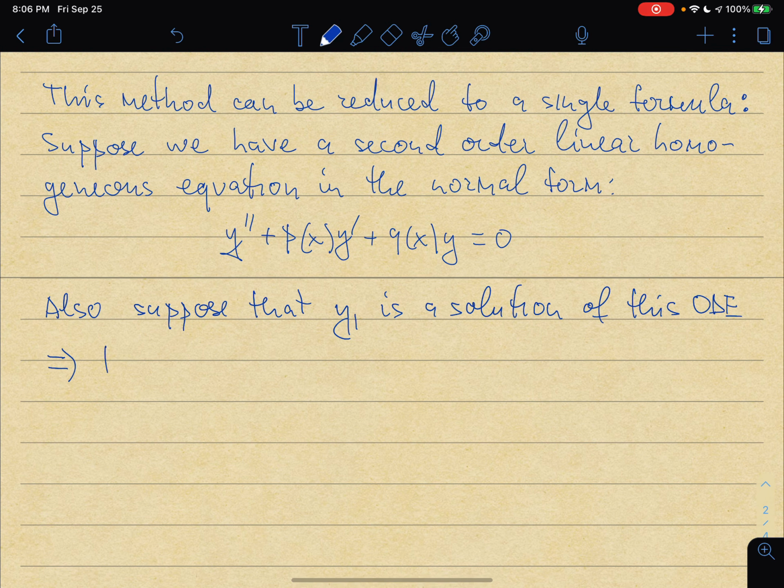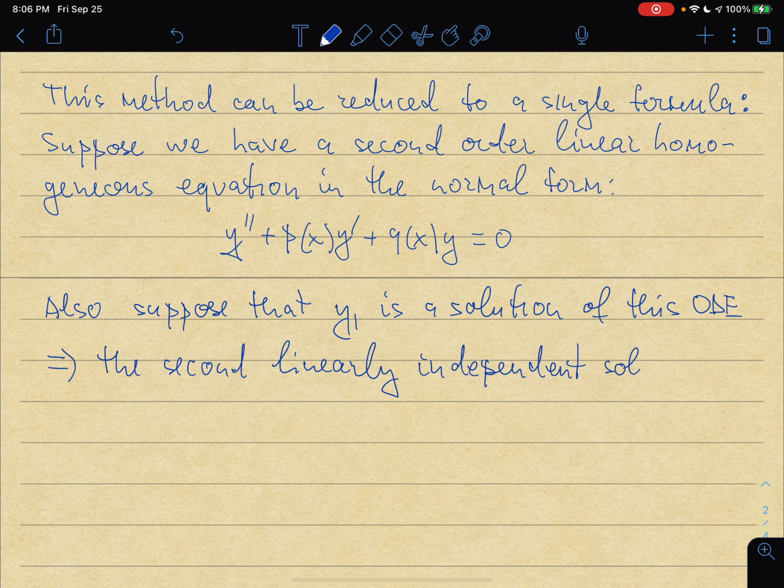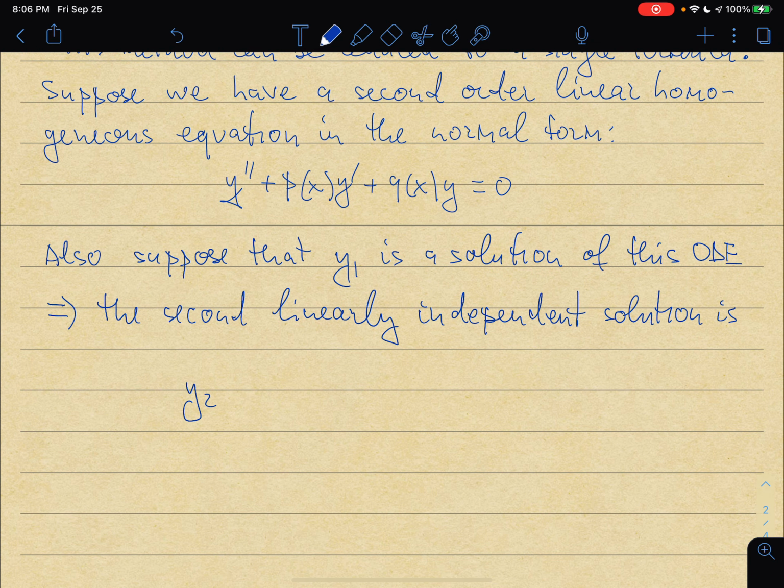Then the second linearly independent solution is given by the following equation. y2 is y1 times the integral of e to the power integral of p of x dx, divided by y1 square of x, dx. So by evaluating these two integrals, you should be able to get the second solution without going through any steps, because this formula is actually equivalent to the procedure that I employed in my previous example.